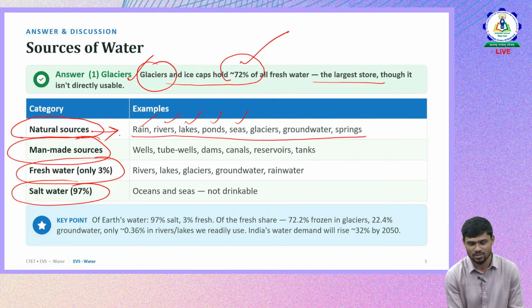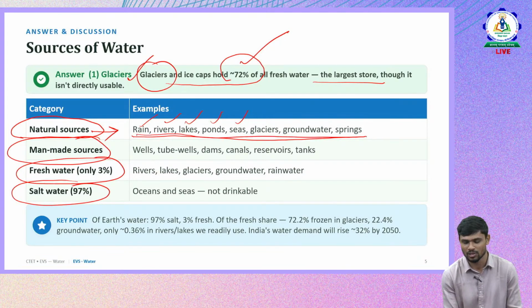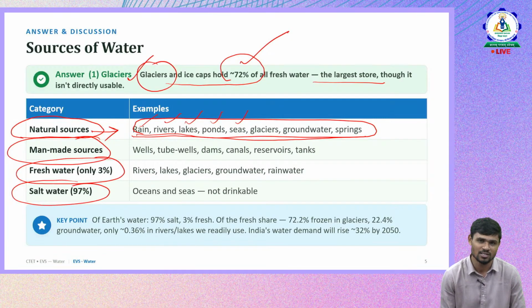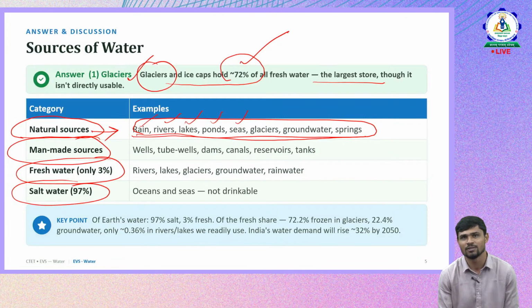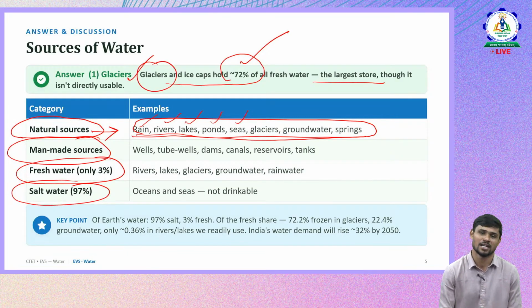What are natural resources? What is common among all these? These are naturally formed resources. There is no involvement of human beings or of any living organisms. Nobody is doing anything. They are naturally formed, naturally present in the environment, naturally present on Earth. So that's why they are called natural sources.